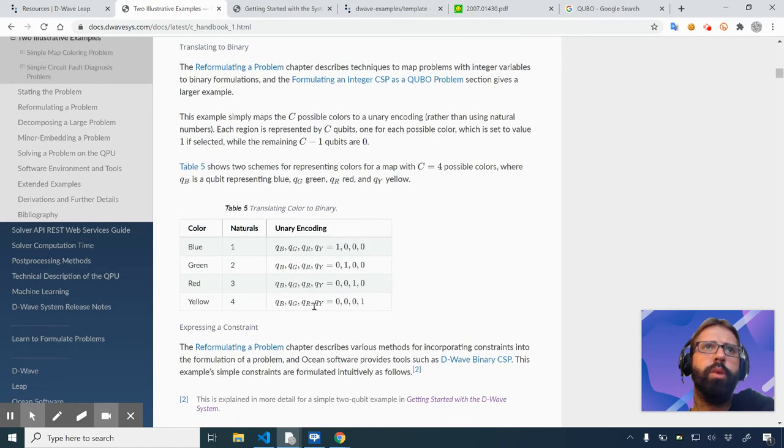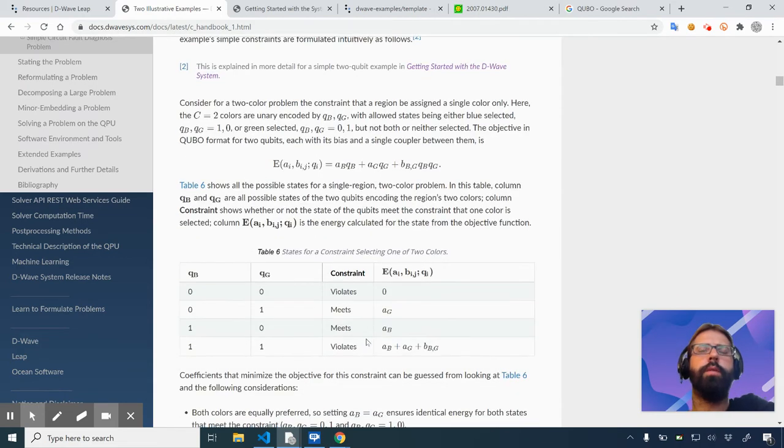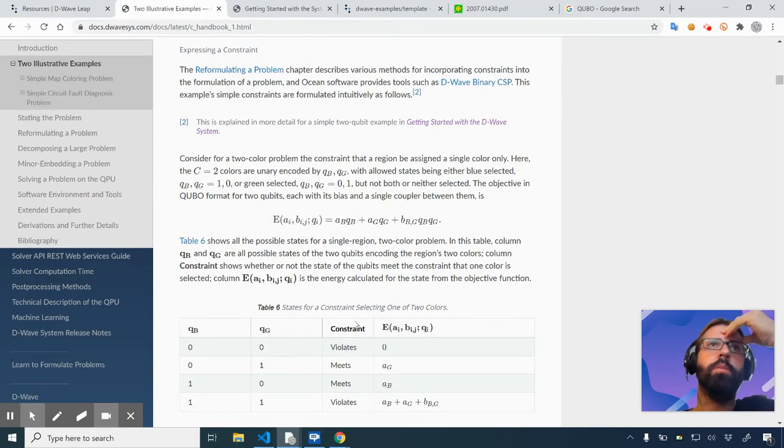Okay, so we have blue, green, red, and yellow. Unary encoding. Okay, yeah. So now you're basically going to build a two-color problem. The constraint is that a region be assigned a single color only. Here the C equals 2 colors are unary encoded, with allowed states being either blue or green. Okay, so this means that with this encoding you can naturally have two colors at once assigned to a region, so this is kind of implicitly covered.